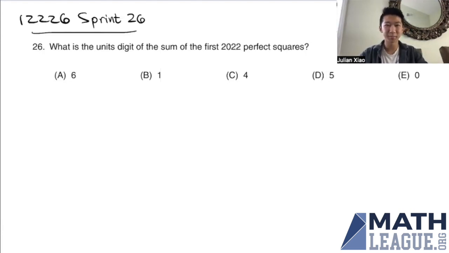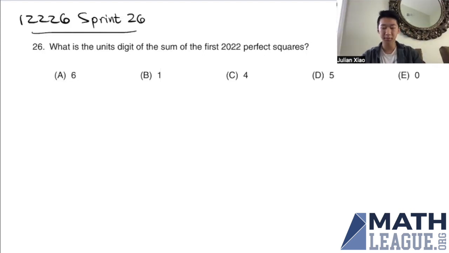All right, so this is problem number 26 from the sprint round of event 12226. So let's get started with reading it out. What is the units digit of the sum of the first 2022 perfect squares?